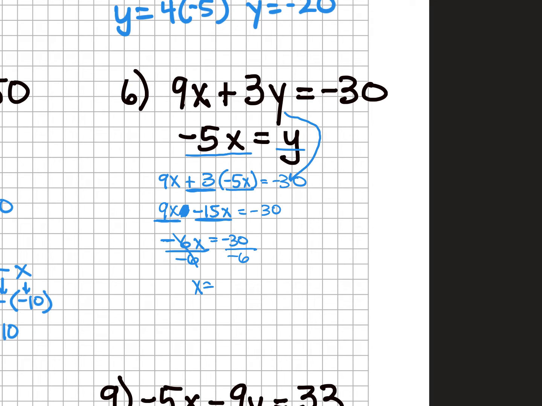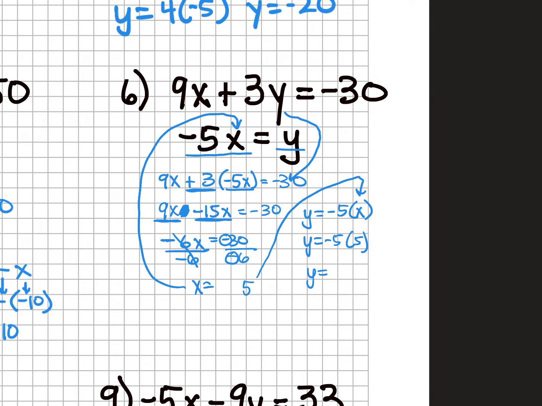X equals 30 divided by 6 is 5. And I see 2 negatives, so it's a positive. All right, so x is positive 5. And I can plug that into right here. So y equals negative 5x. I wrote it backwards. It's negative 5x equals y, but the same thing. So we're going to plug in our answer for 5 in for x right there. Y equals negative 5 times 5. Y equals negative 25. Cool.